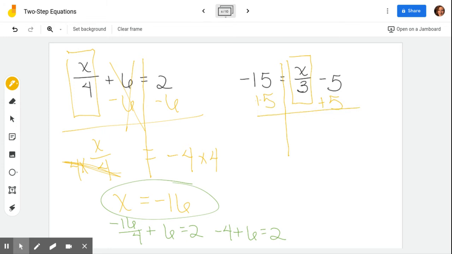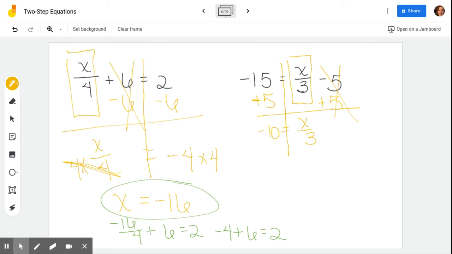Now straight down your columns. On the left, negative 15 plus 5. If I owe 15 and I have 5, that means I'm in the hole 10. So that's a negative 10 equals, I still have x over 3. Negative 5 plus 5, they cancel. They're gone.